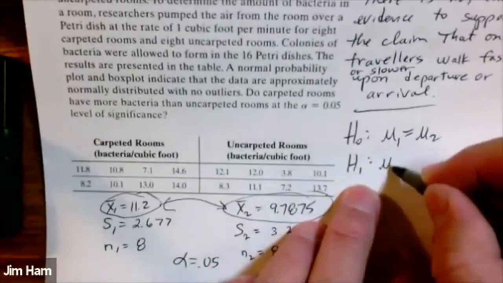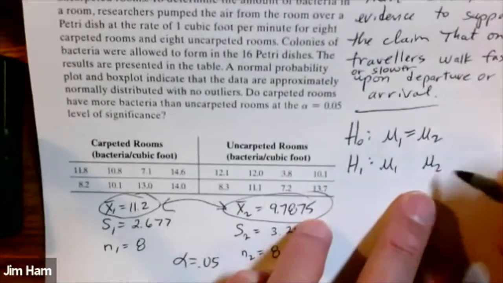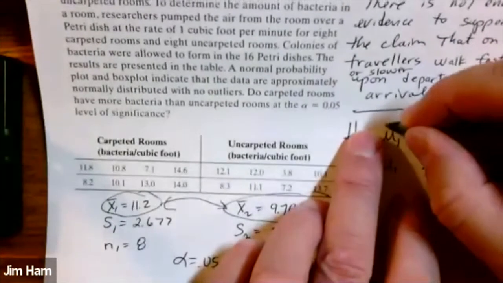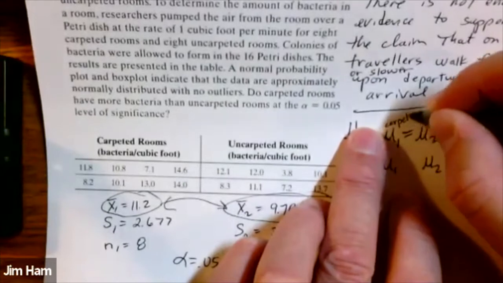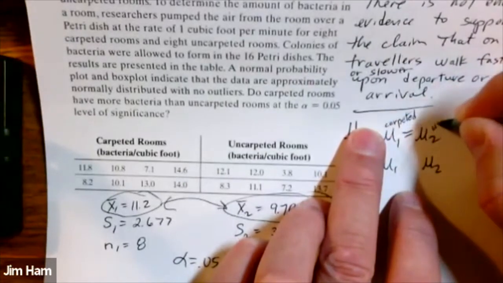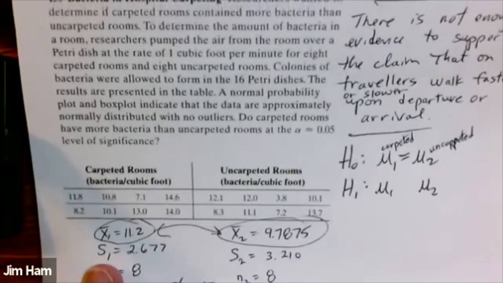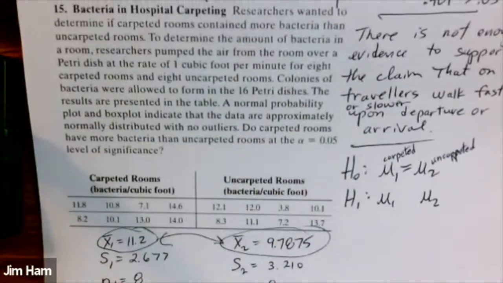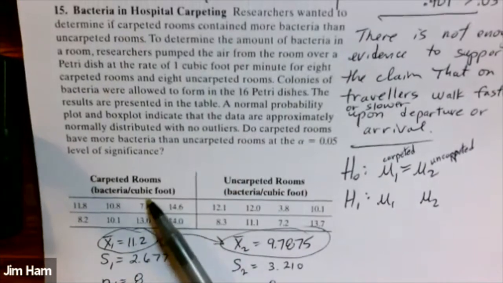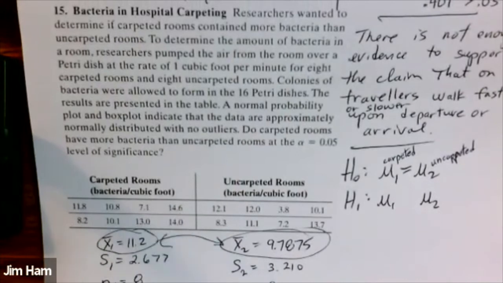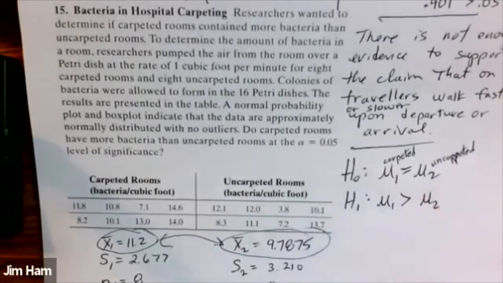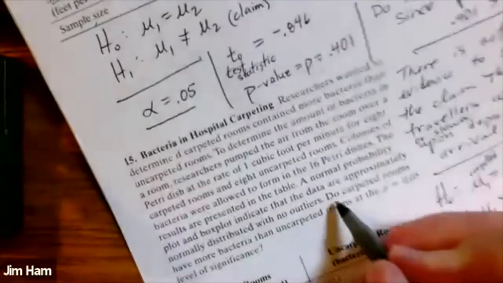And then we have to decide whether we have a greater than or a less than. I'm calling my mu1 the carpeted and mu2 the uncarpeted. If you go right back here, it's kind of subtle, but researchers want to determine if carpeted rooms contain more bacteria. So here's our carpeted rooms. That's our first group. If on average it contains more bacteria, then mu1 would be greater than mu2, and that's the claim.